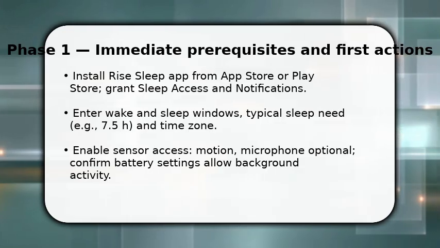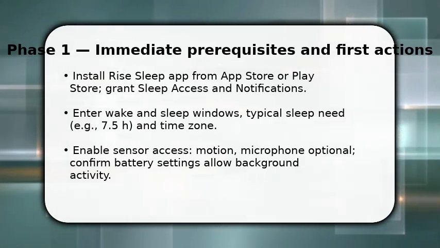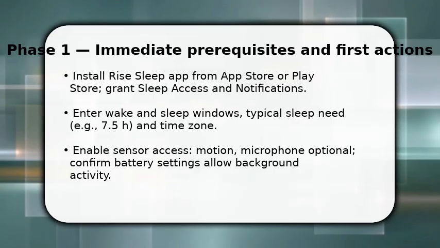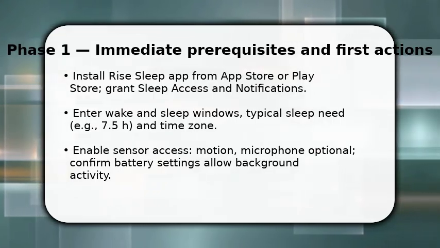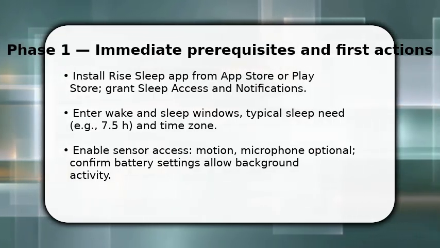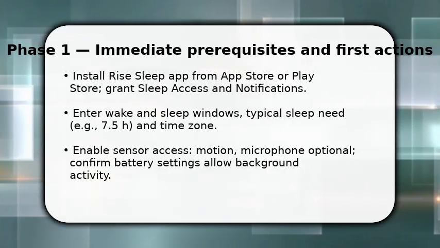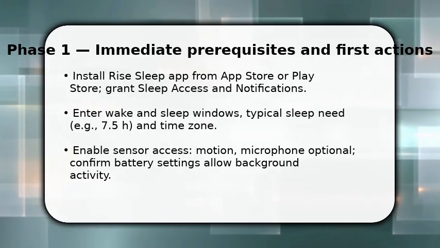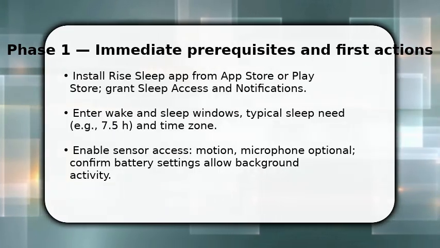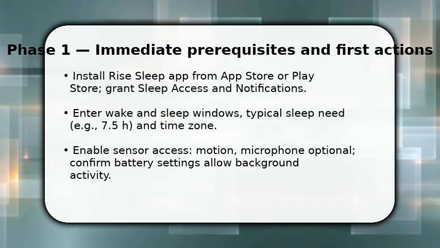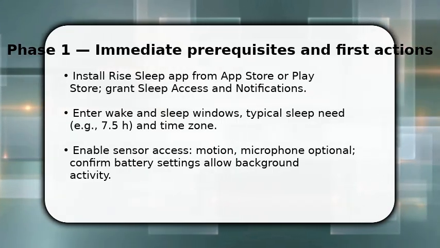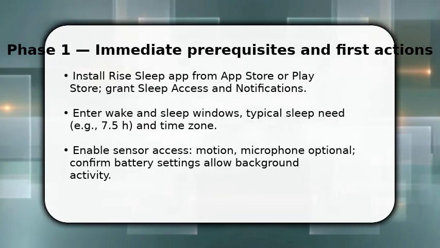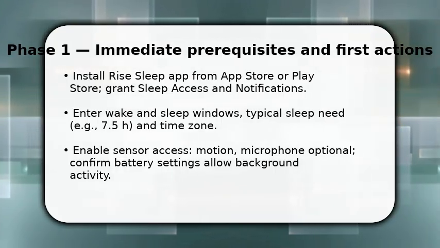Enjoy the video. You start by giving the app permission to collect the minimal data it needs. This is essential so Rise can track your sleep reliably. Once done, enter your usual wake and sleep windows and set your target sleep duration, for example 5 hours. Make sure to allow background activity and, if you want, the optional microphone for noise detection. This step gets you to the app's main dashboard quickly so you can begin the personalized guidance without delay.